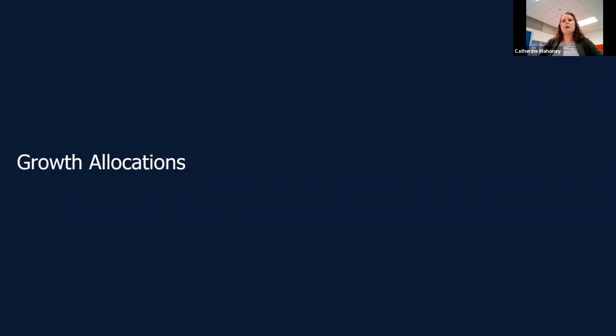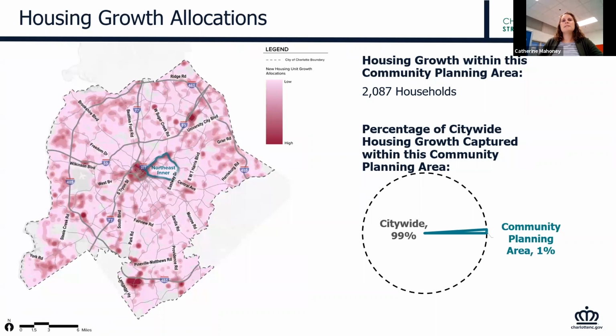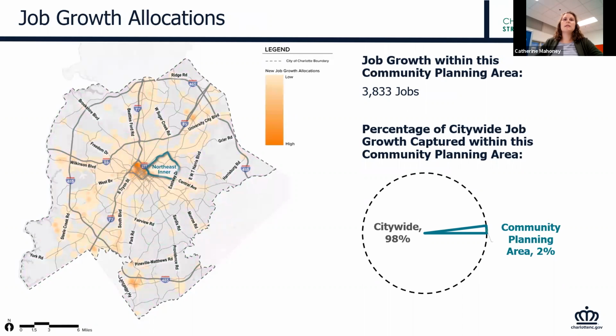Real quick before we open up the conversation, in terms of growth allocation, the city is projected to grow by almost 150,000 housing units by 2040. And this area of town, based on the draft recommendations, would accommodate approximately 1% of that housing growth for the city. Similarly, we're expected to grow by almost 200,000 jobs by 2040. And this area would accommodate approximately 2% of all new jobs based on these draft recommendations.